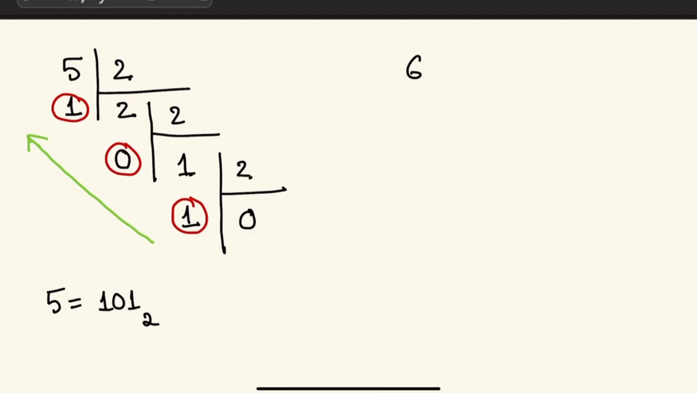That is 6. We can do this again. So 6 divided by 2 is going to be 3. 3 times 2 is 6, so the remainder is 0. And then we do another division because 3 is not equal to 0 yet.